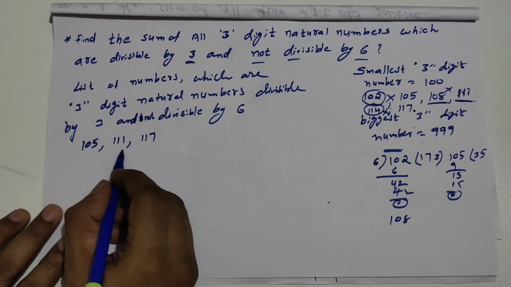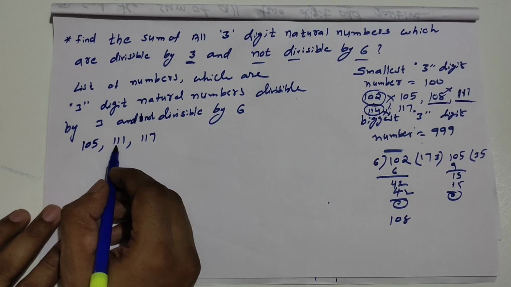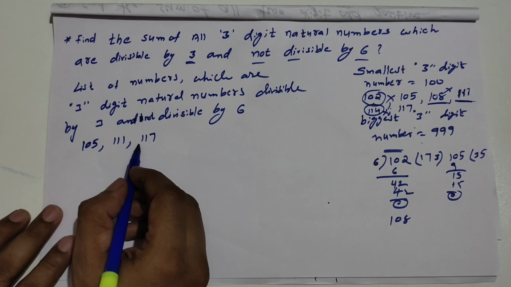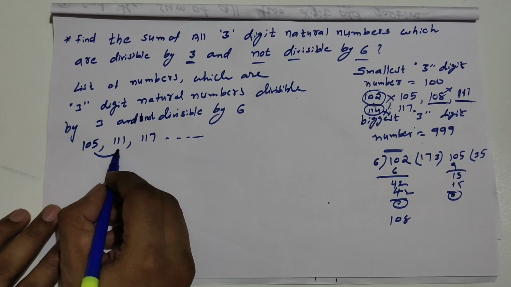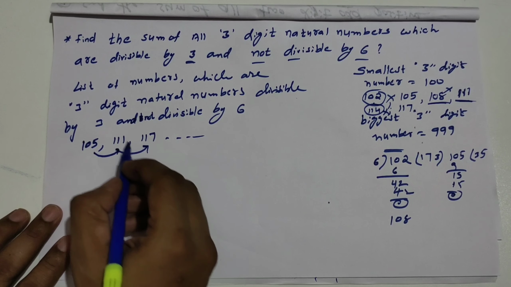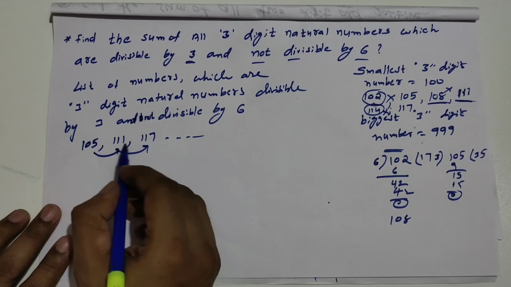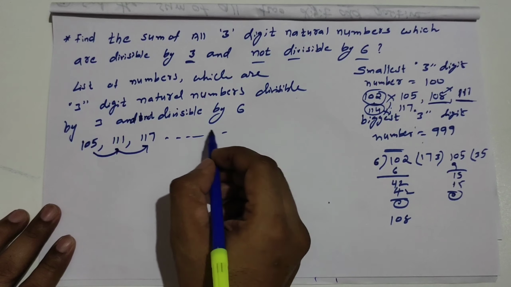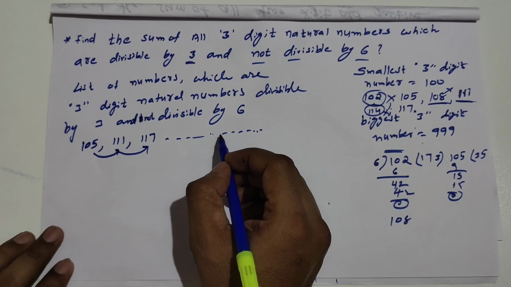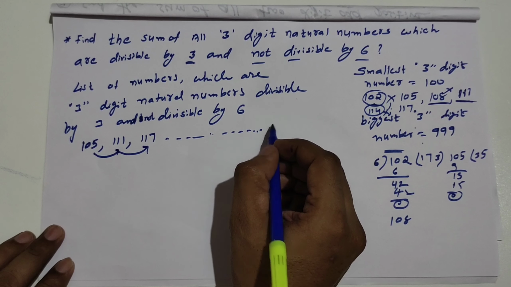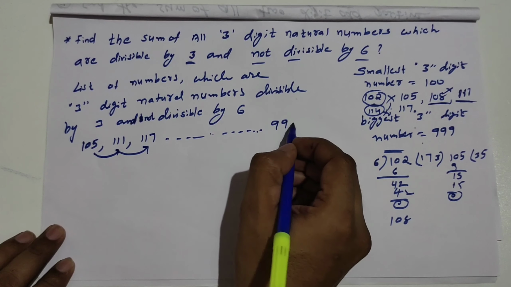By observing this pattern, 105, 111, and 117, each term is increased by 6. That means 6 is a fixed number added to the previous number to get the next numbers, which forms an AP. These numbers only we need. Now we have to get the last number, which obviously we know is 999.